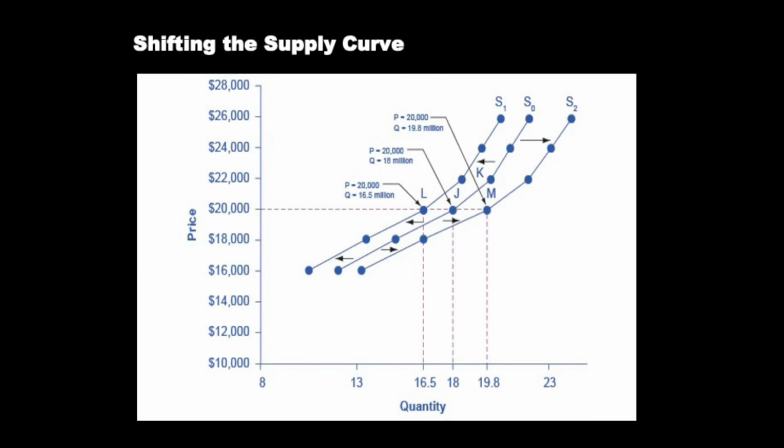Shifting the supply curve. Decreased supply means that at every given price, the quantity supplied is lower. Therefore, the supply curve shifts to the left from S0 to S1. Increased supply means that at every given price, the quantity supplied is higher. Therefore, the supply curve shifts to the right from S0 to S2.